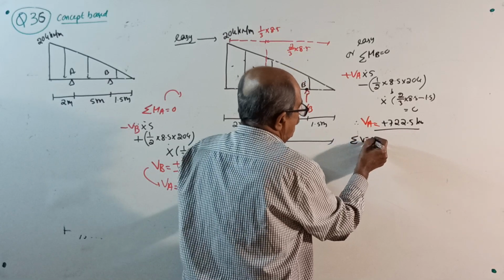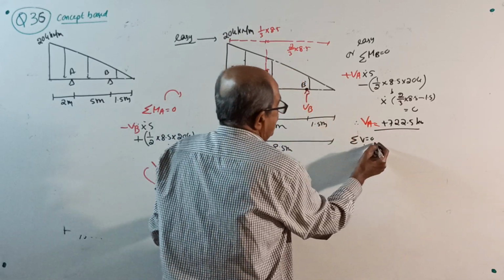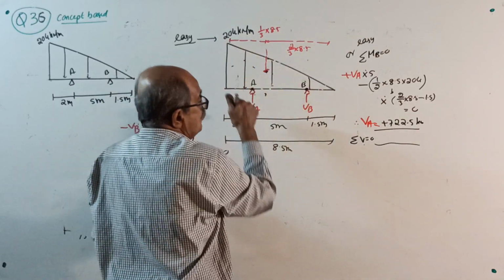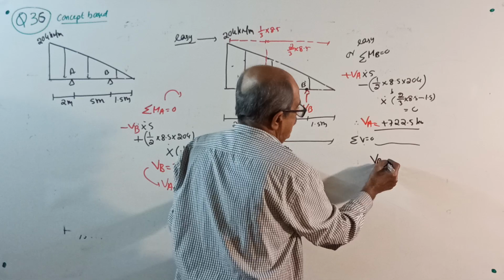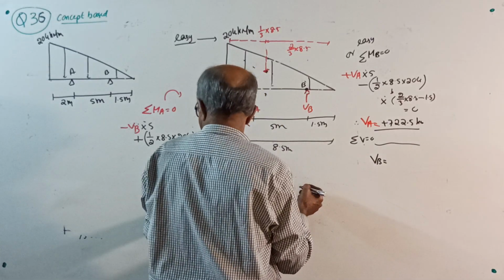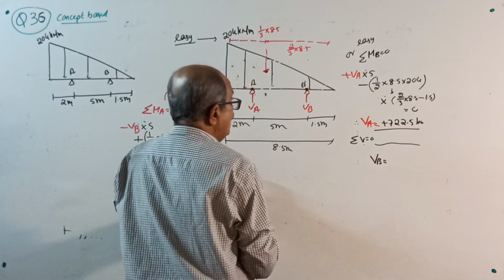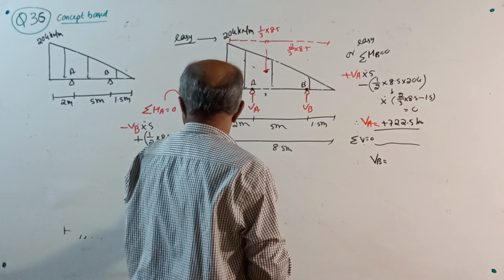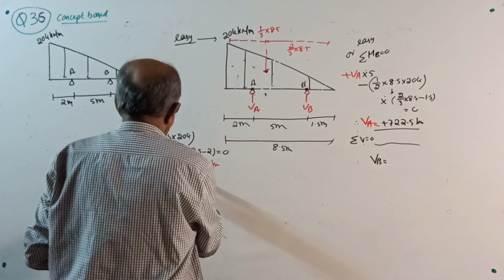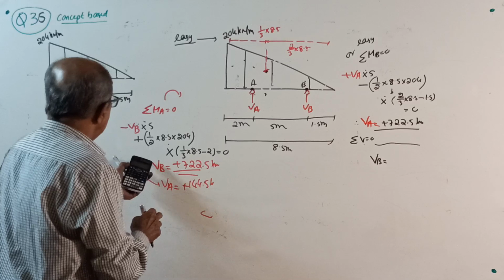Sigma V equal to 0. VA plus VB minus half into 8.5 into 204 equal to 0. You get the value of VB plus, how much VA got? VB got. No, there is something wrong here. One minute now. There is something wrong here.